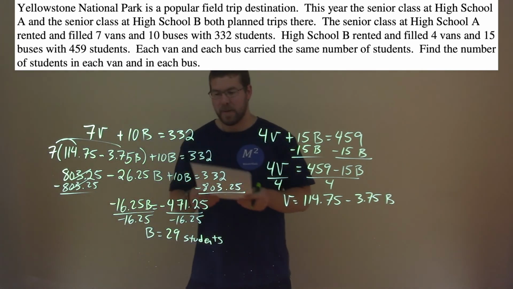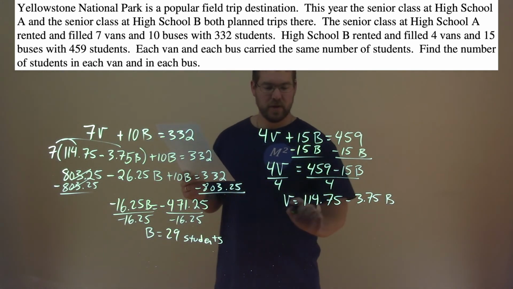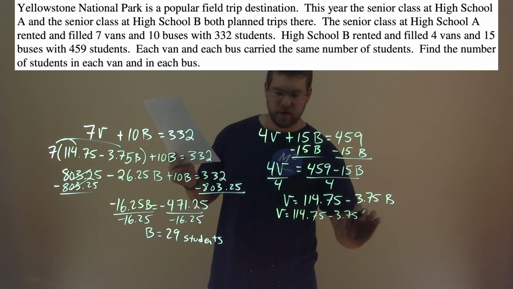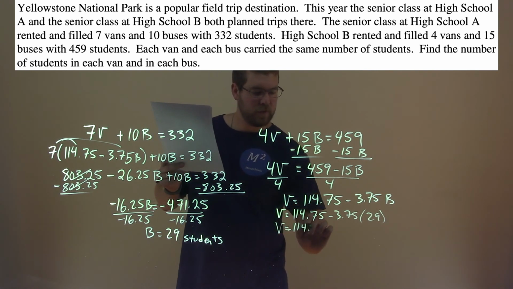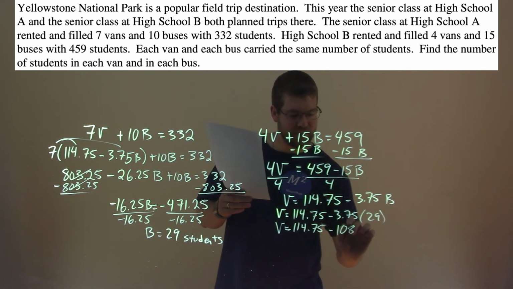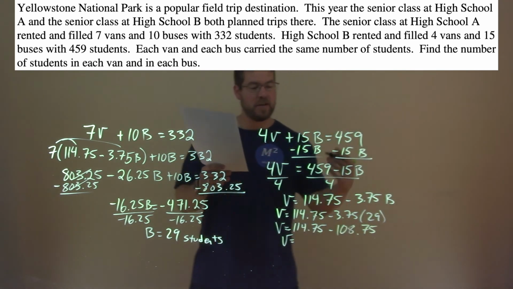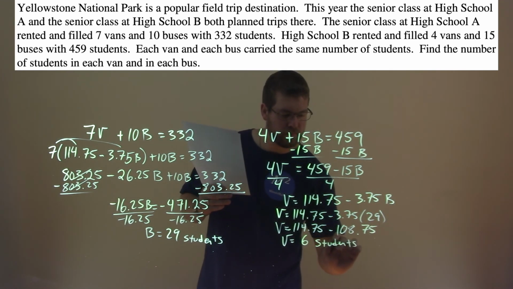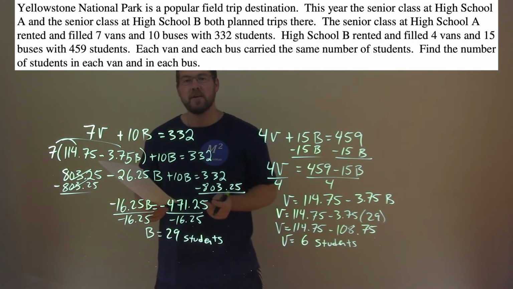are on each bus. So let's find the number of students for each van. We take that 29 and we're plugging in for this b. So v equals 114.75 minus 3.75 times 29. 3.75 times 29 is 108.75. V now equals 114.75 minus 108.75, which is 6, and 6 students. So, our final answer here, the vans can hold 6 students and the buses can hold 29 students.